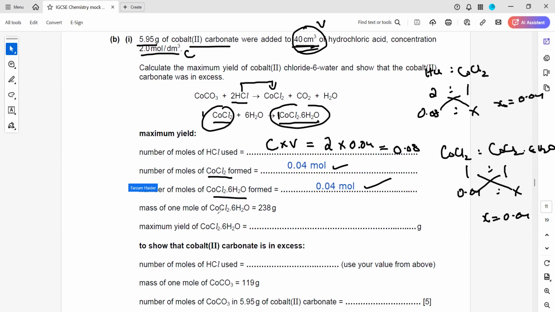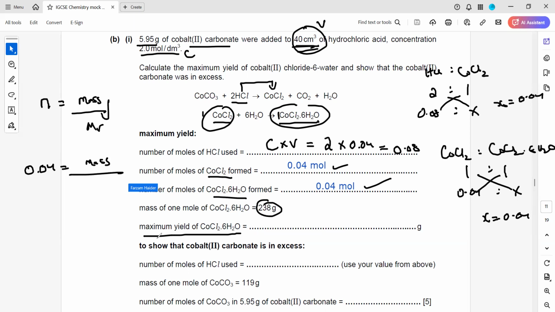The mass of 1 mole of hydrated cobalt chloride is 238. Maximum yield means maximum mass. So how to get the mass in gram? We have the formula: moles equal mass in gram divided by molar mass. The moles of the cobalt chloride were 0.04. The mass in gram, the maximum yield, is unknown. And the molar mass is 238. So 238 is divided, on the other side multiplied. So how much will we get? We'll get 9.52 grams.